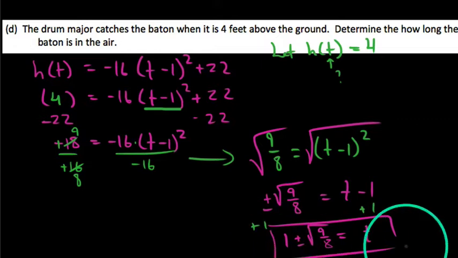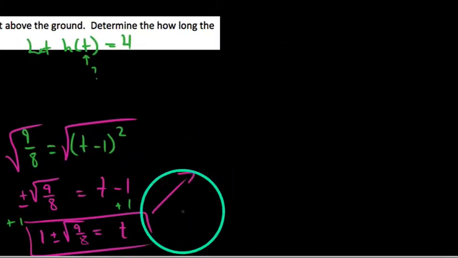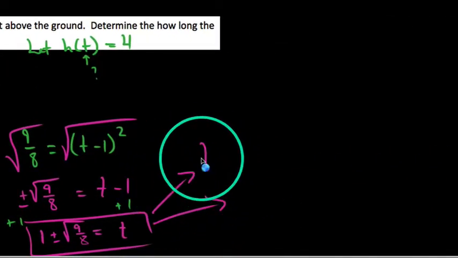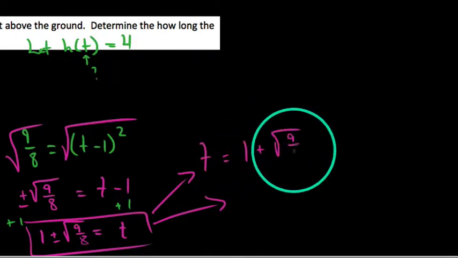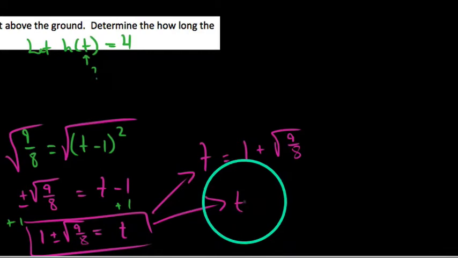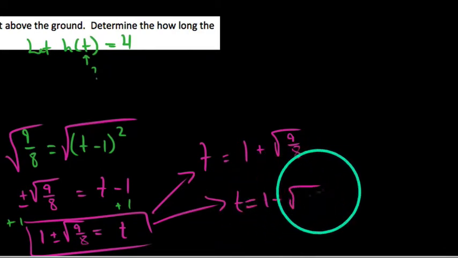So now I'm going to put a box around this, and I will say that it would be a good idea to distinguish between these answers. One of them is, of course, 1 plus the square root of 9/8, and the other one is 1 minus the square root of 9/8. We're going to go ahead and evaluate both of these on our graphing calculator.